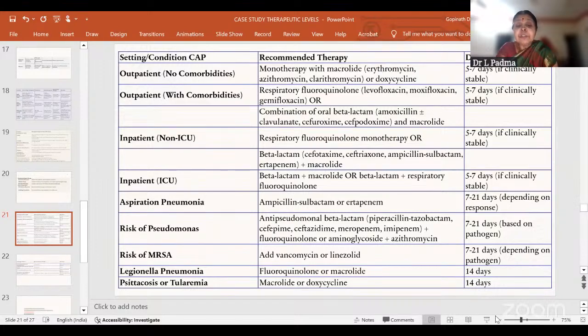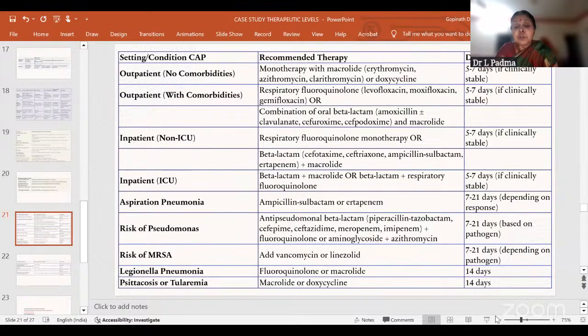In an inpatient with non-ICU, we use respiratory fluoroquinolone, that is levofloxacin, or the combination with ampicillin sulbactam or ertapenem, that is carbapenems, or cephalosporin, second and third generation. Inpatient, we normally use a combination of beta-lactam with macrolide or beta-lactam with respiratory fluoroquinolone. Both of them should go simultaneously. With aspiration pneumonia, ertapenem is really good, and to an extent, it can cover even anaerobes.